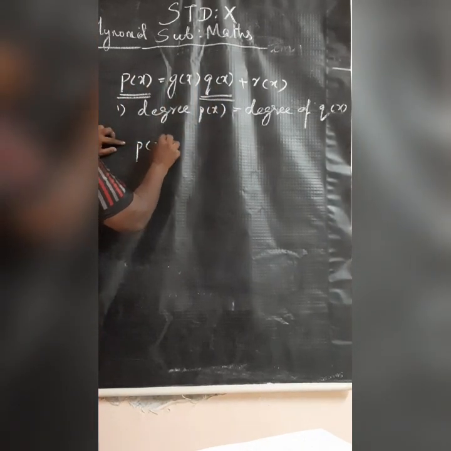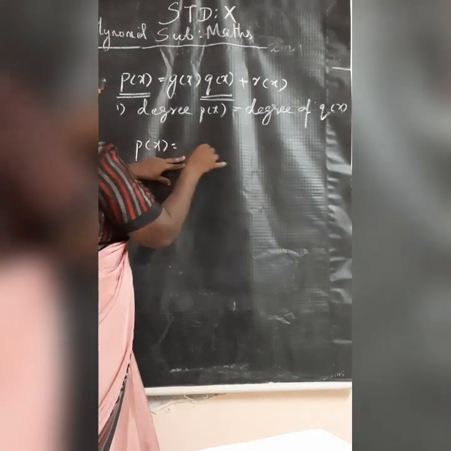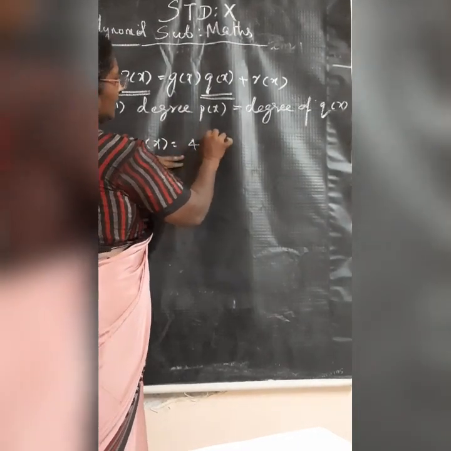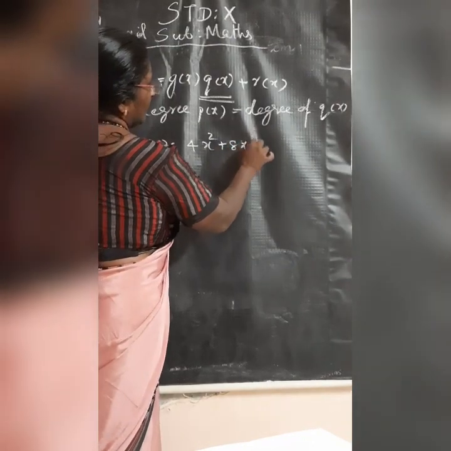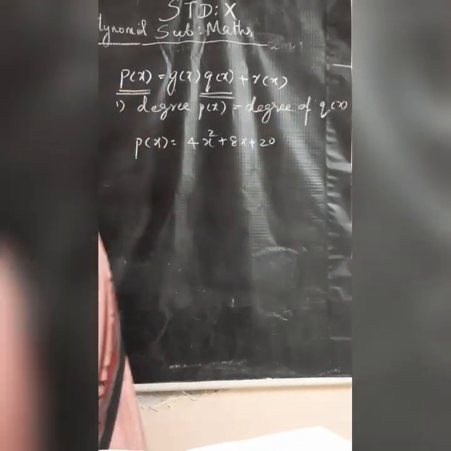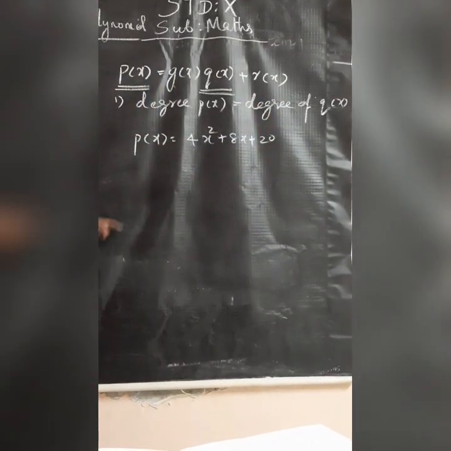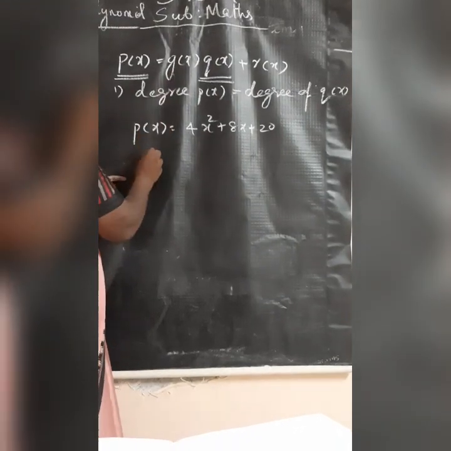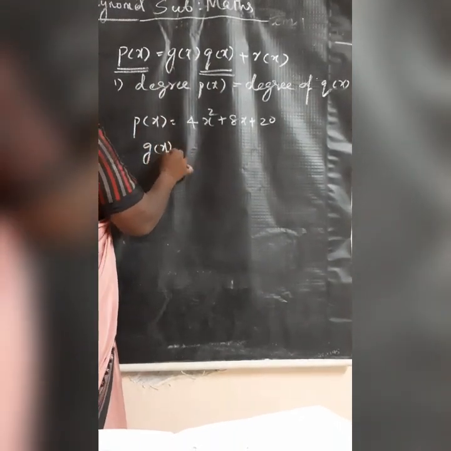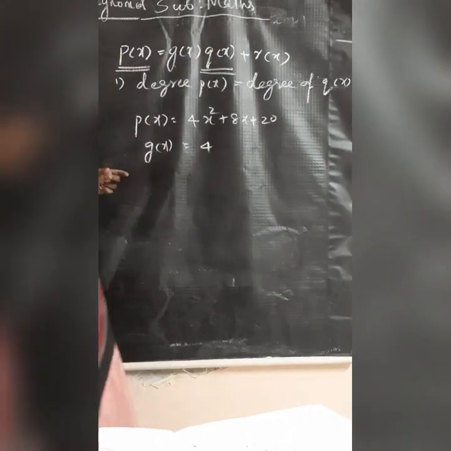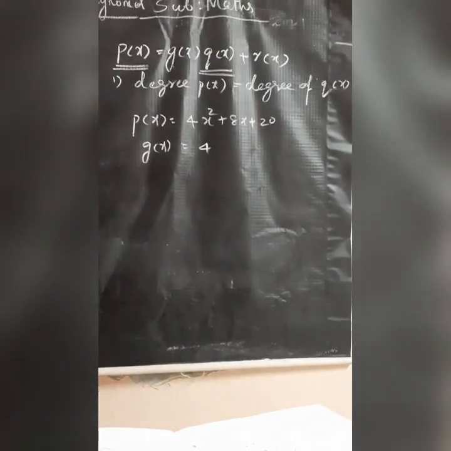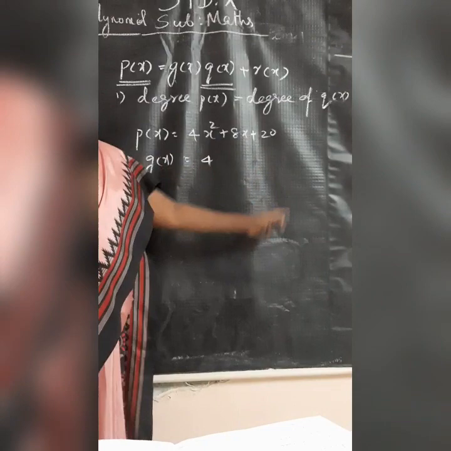P of x is equal to, for any example you take, 4x square plus 8x plus 20. And now I am taking g of x as 4. Either you take a 4 or you take a 2. Why did I take 4? Division is easy. And if you take 2, then also division will be easy.